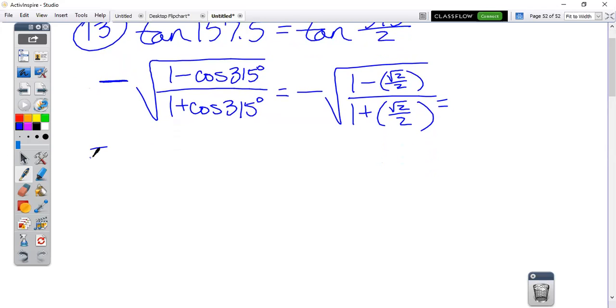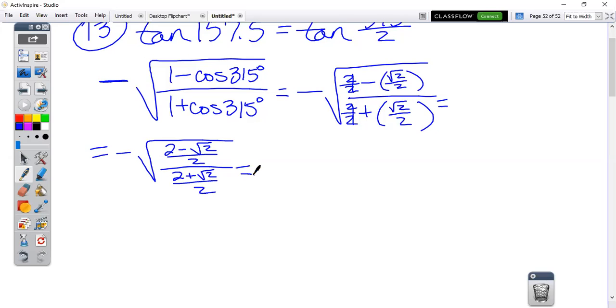So again, we're going to get these to be one fraction. What do we change the 1 to? Again, 2 over 2. So this is going to be 2 minus the square root of 2 over 2, divided by 2 plus the square root of 2 over 2. The 2s on the bottom of each cancel. We're left with negative square root of 2 minus square root of 2 divided by 2 plus the square root of 2.